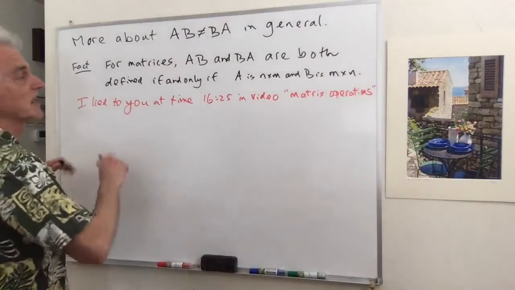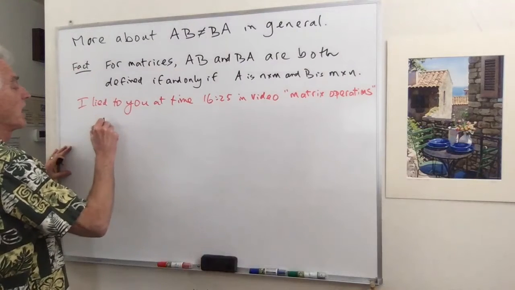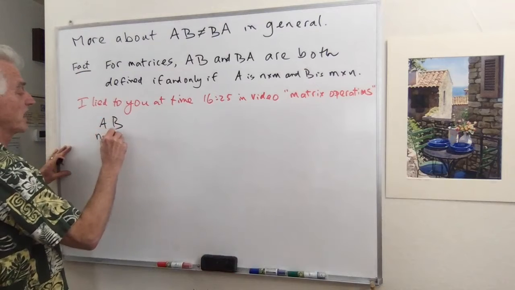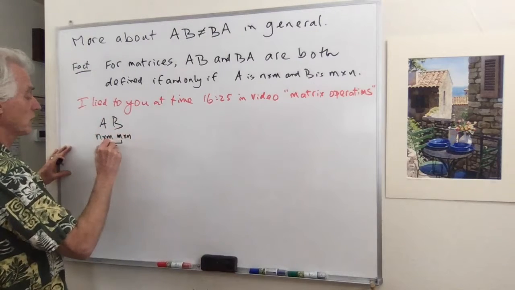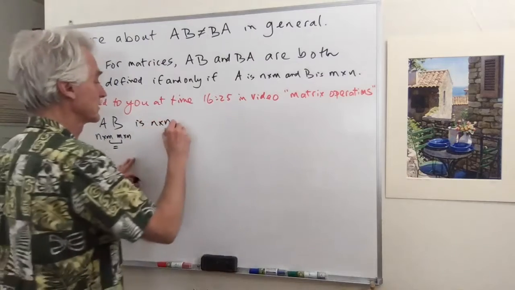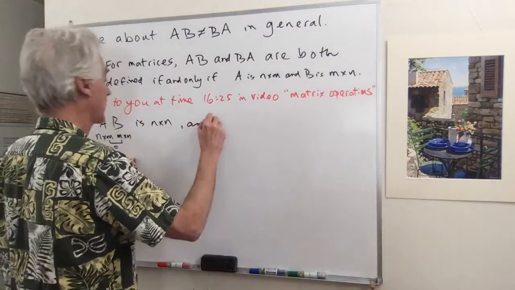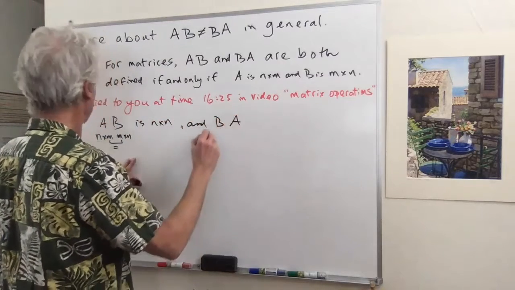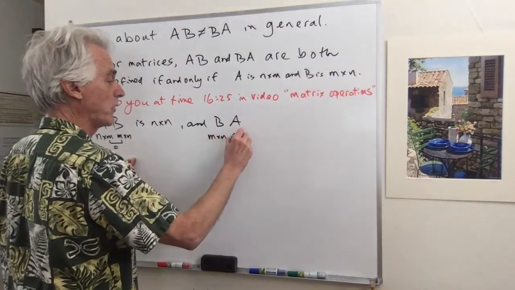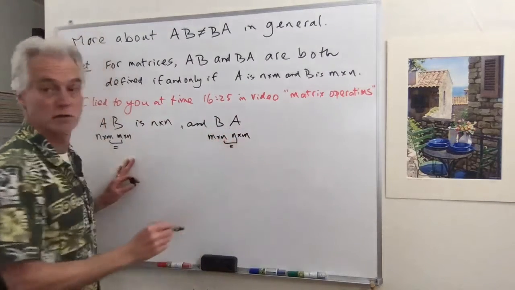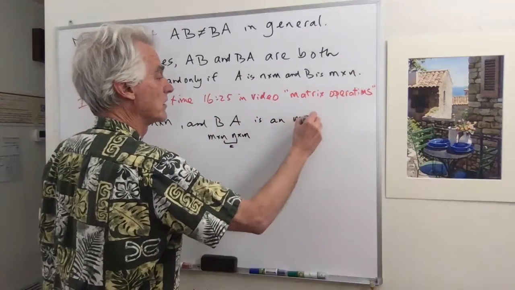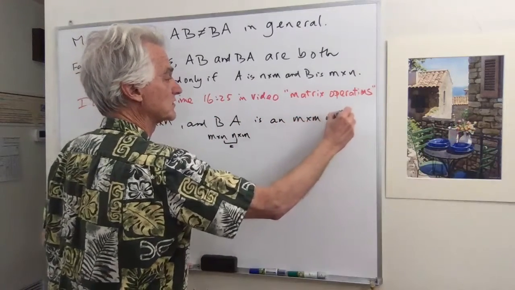Let me just mention that AB, so this is n by m, this is m by n, so those are equal. So this is an n by n matrix. And BA, this is an m by n, this is an n by m, those are equal. So this is an m by m matrix.